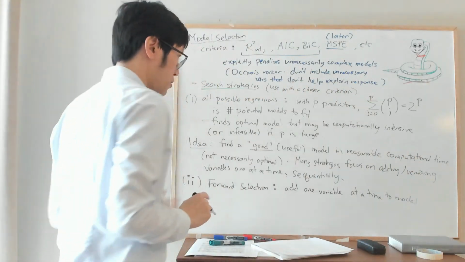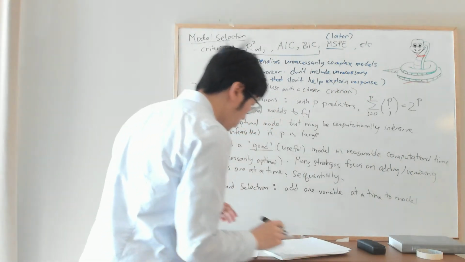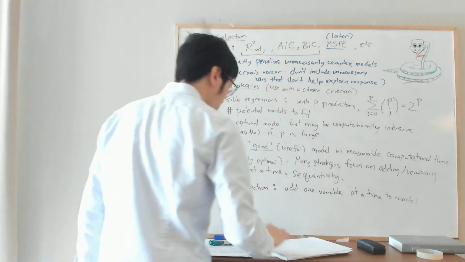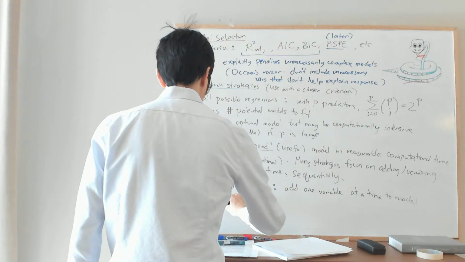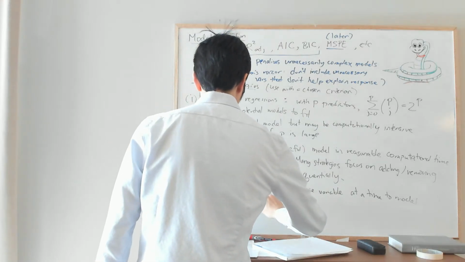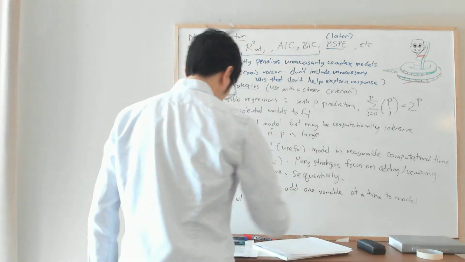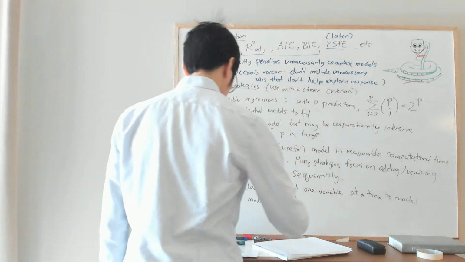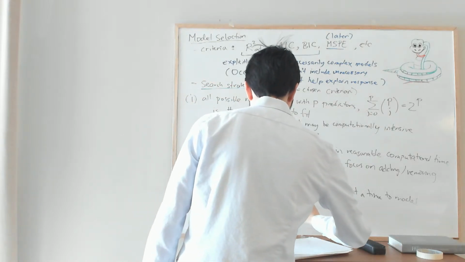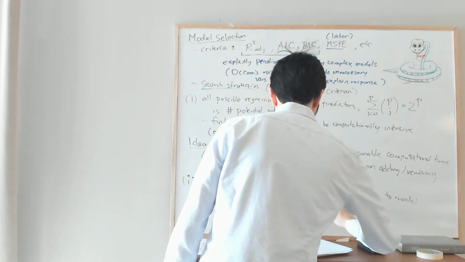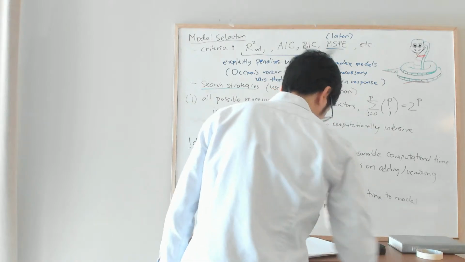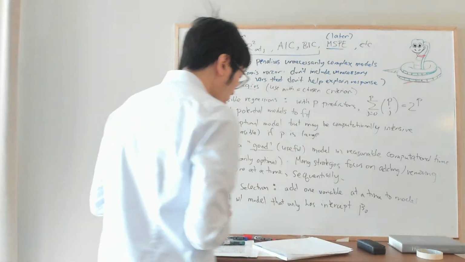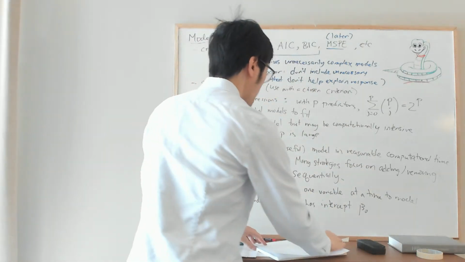Okay, so I'm going to run through the steps and explain how this is done. We start with the model with no predictors. So it doesn't have any of the predictors, we start basically with the intercept model that has the intercept. That's beta 0 here. And we're going to add one variable at a time.